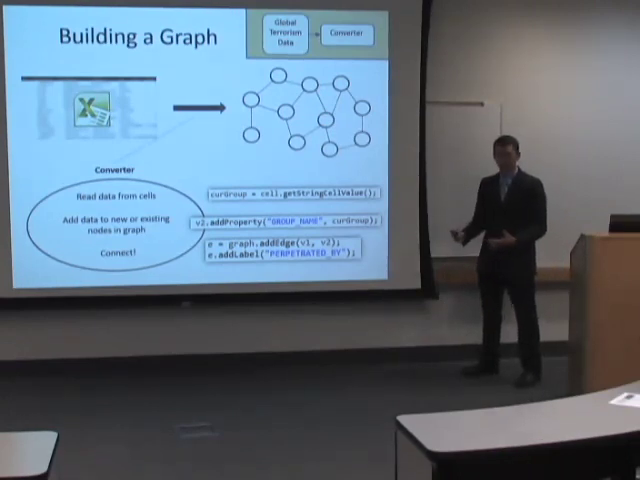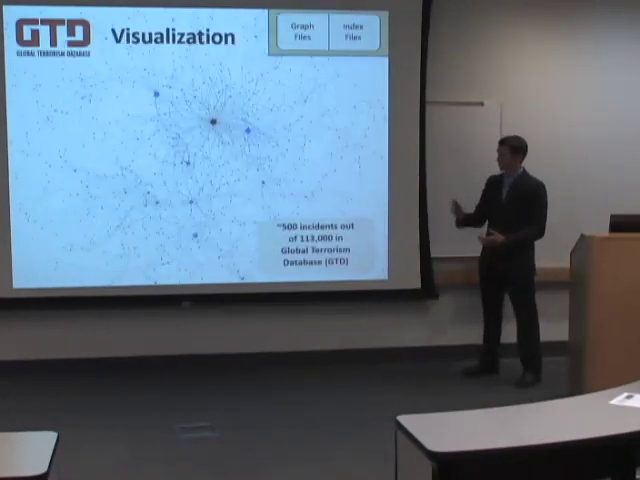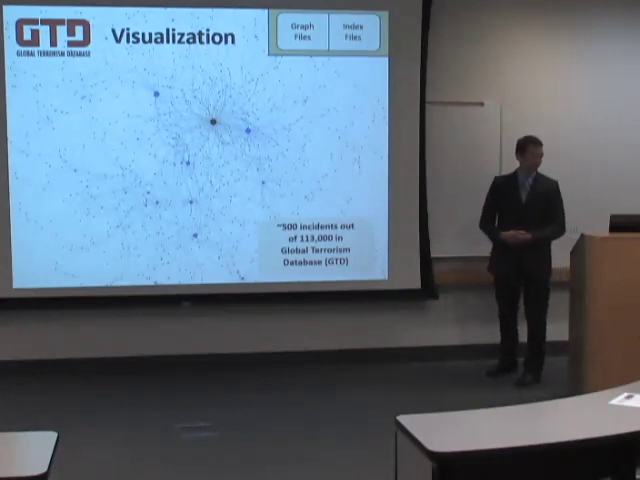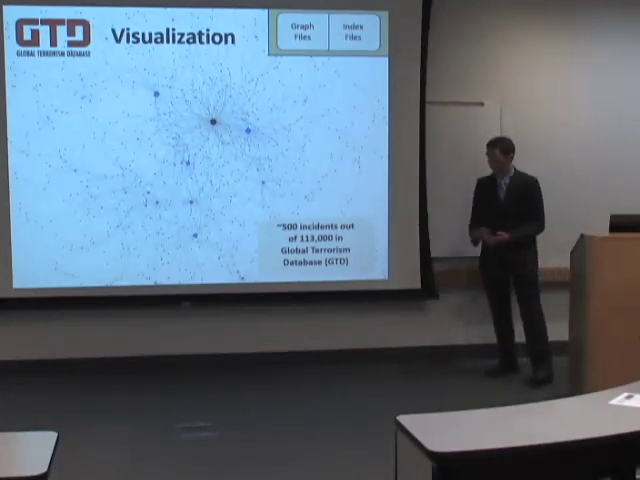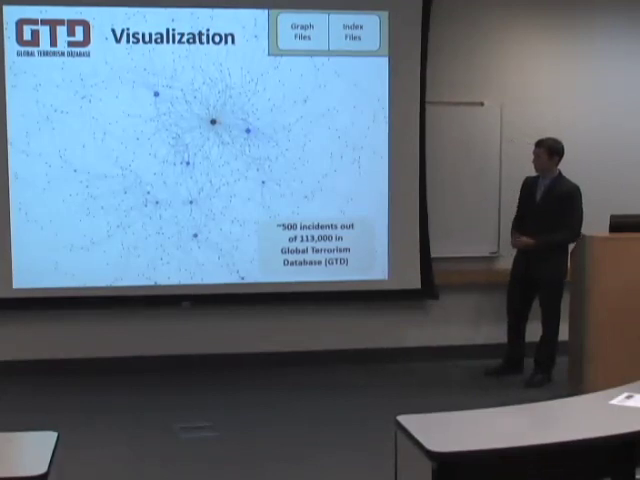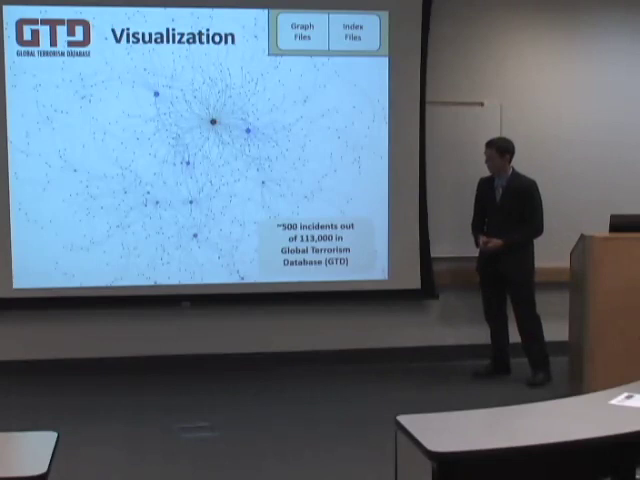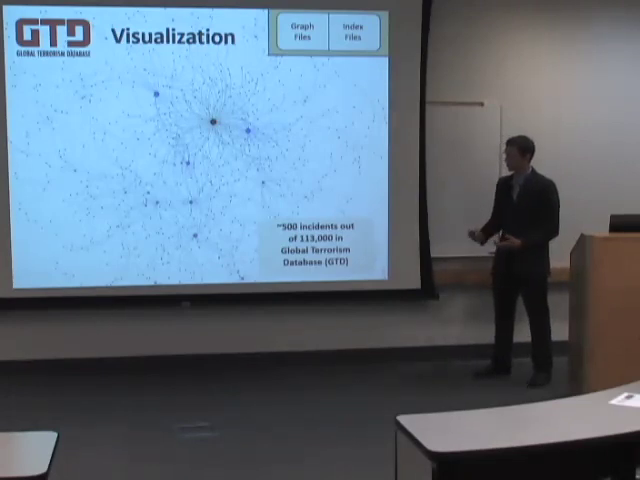And after we have our graph, this is just a visualization of a small part of the database. I loaded it into some existing graph visualization software. It's called Gephi. But this is just to give you a visual sense of what the data looks like. And you can already see parts of the graph are a little bit more dense than others, indicating potentially more activity around certain groups or certain incidents or something.